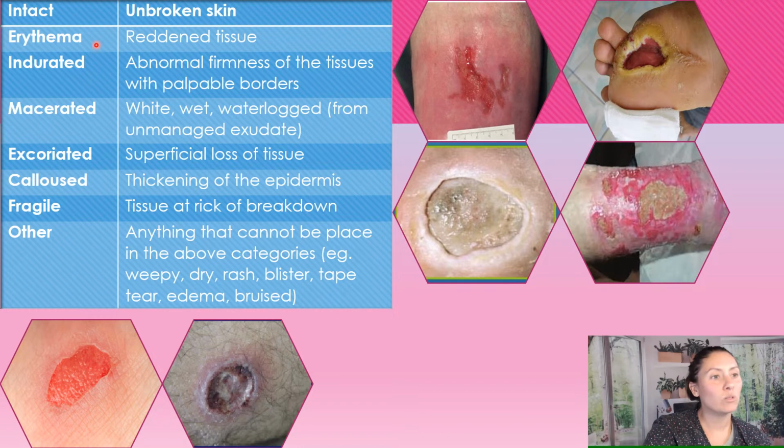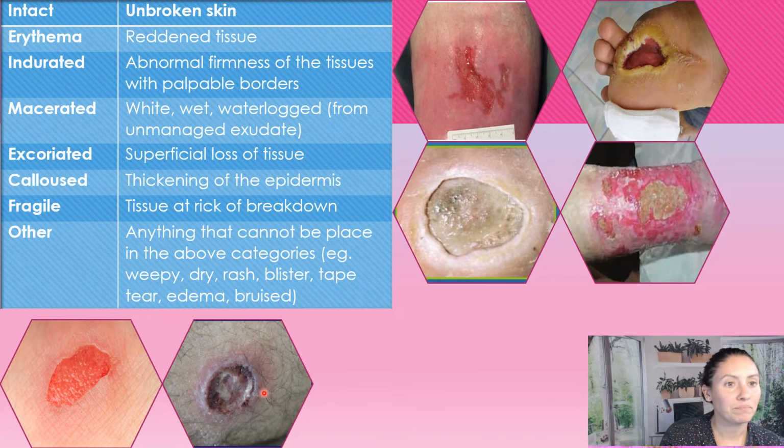Okay, now next we have erythema. So this is reddened tissue. Okay, so the actual reddened tissue that looks like this. Okay, that's erythema right here. Okay, then next we have indurated. Now this is the abnormal firmness of tissue where you can actually feel the borders, okay? So see this right here, just looking at it, you can almost feel the borders. That is indurated right here.